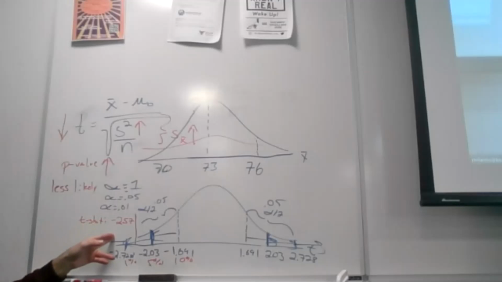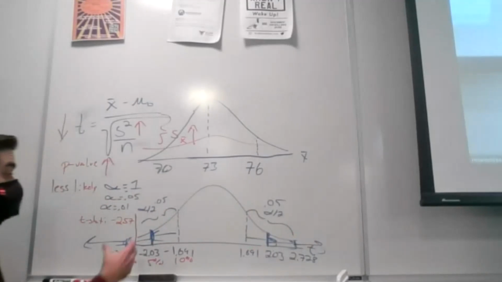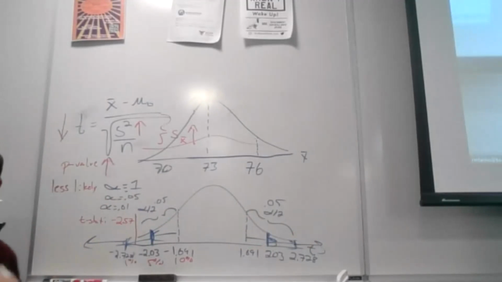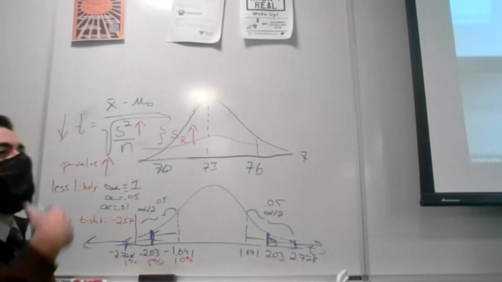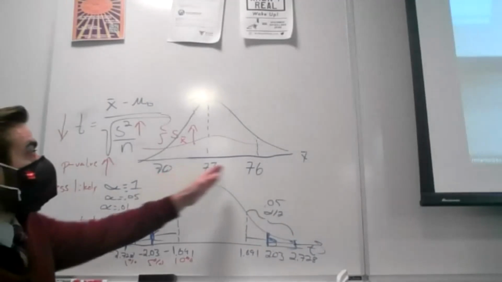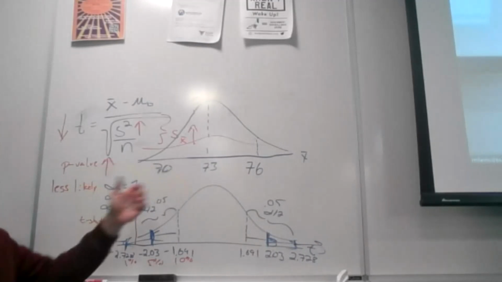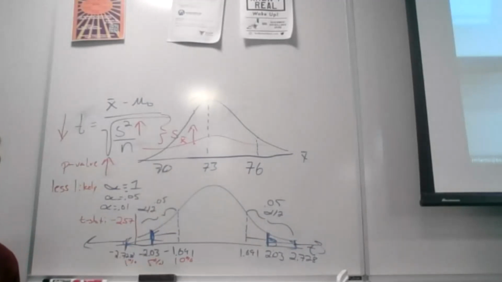Not negative 2.57, but positive 2.57. When I find the area to the right, which would have been the same as the area to the left of negative 2.57, and multiply by 2, I have the same p-value, which is going to lead me to the same rejection decision, right? So if I see the same sample mean to the left or the right for a two-tailed test, the only thing that's different is that I'll find the same test statistic, but for the value below it would be negative, and for the value above it would be positive.